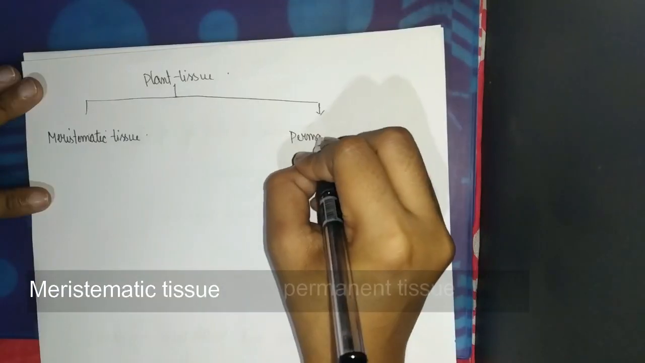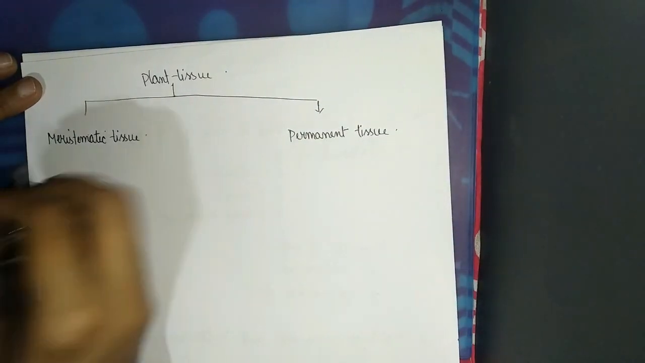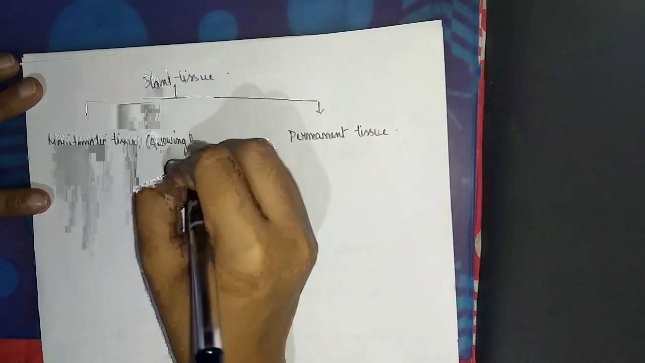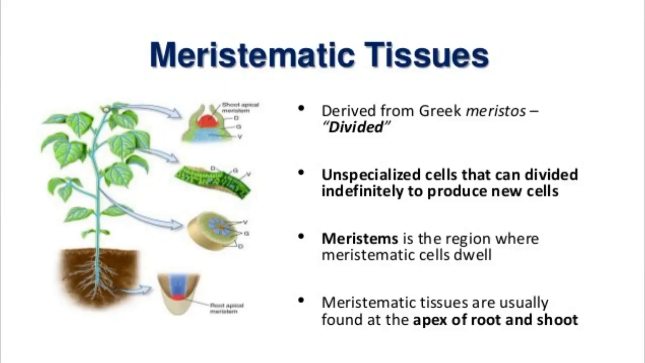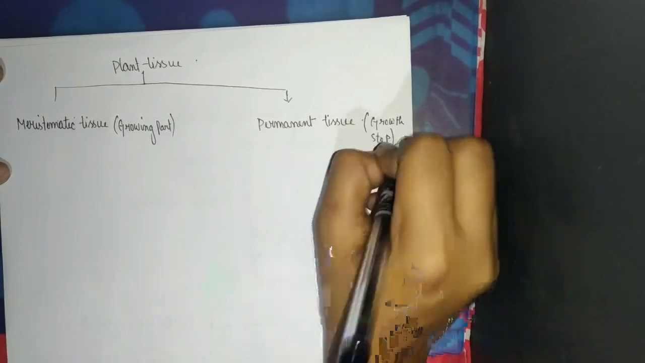This plant tissue is divided into two types, that is meristematic tissue and permanent tissue. Meristematic tissue means in this tissue, cell division will take place. That means this helps in the growing part of the plant. And then the permanent tissue, it stops the growth of the plant.